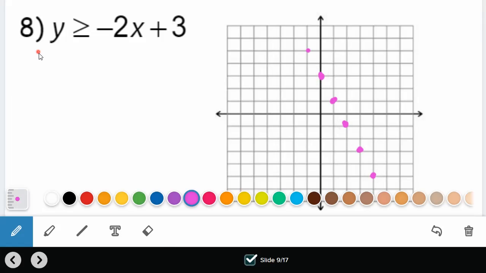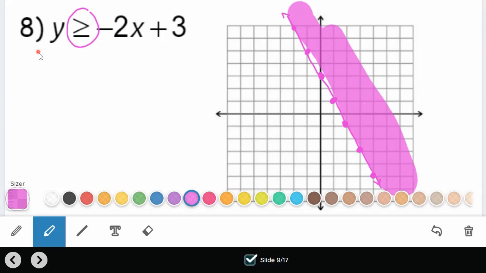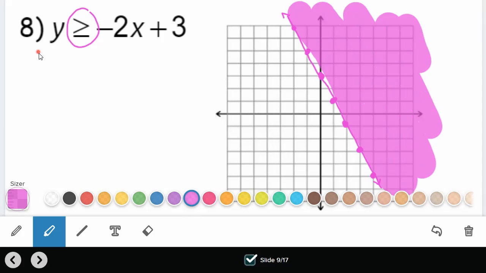And this is a solid line. So I'm going to draw a solid line. That means everything on the line is the answer. And then since this is greater than or equal to, I'm going to be shading above. So let me get my highlight. So I'm going to be shading there. And that's my answer.